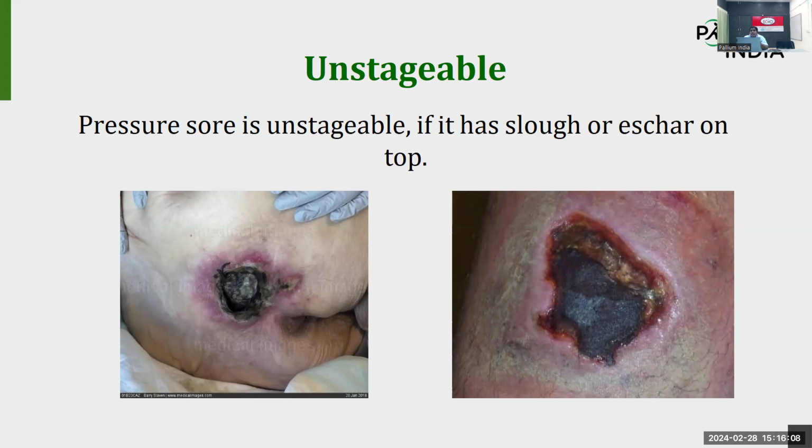A pressure sore is unstageable if it has slough or eschar on top. First we have to remove the eschar, and only then can we set the stage of the wound. Sometimes it will be very hard, so we have to soften the eschar. Once it gets moist, we can remove the eschar easily.